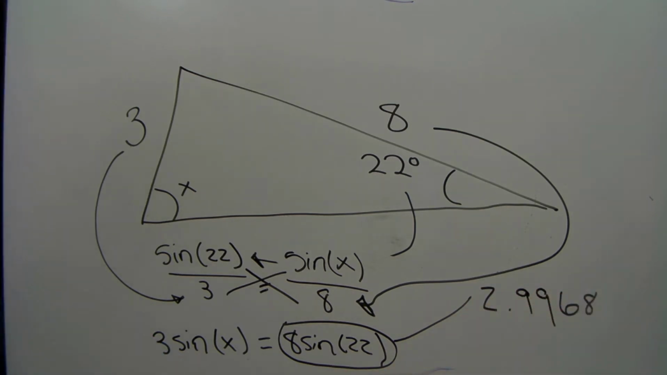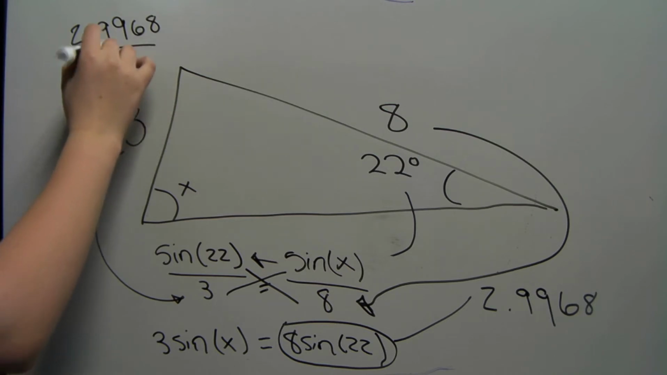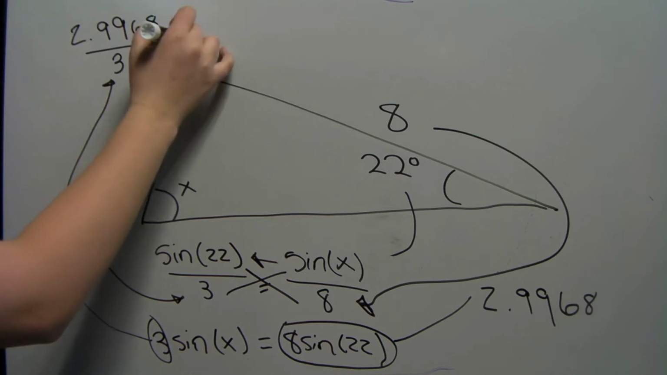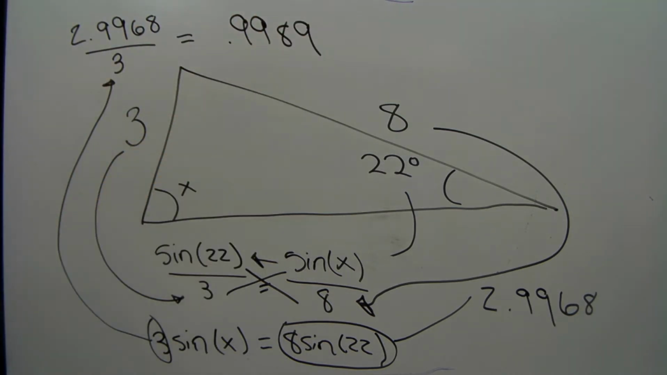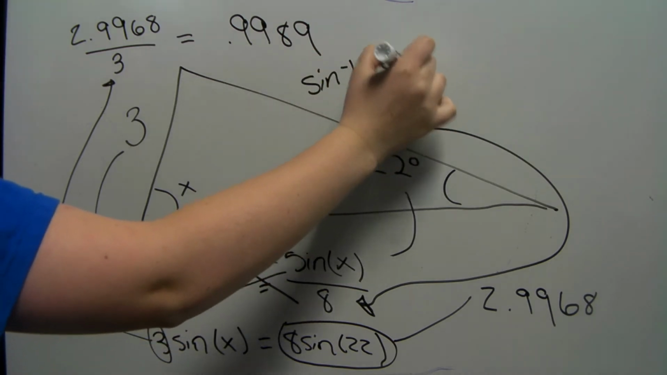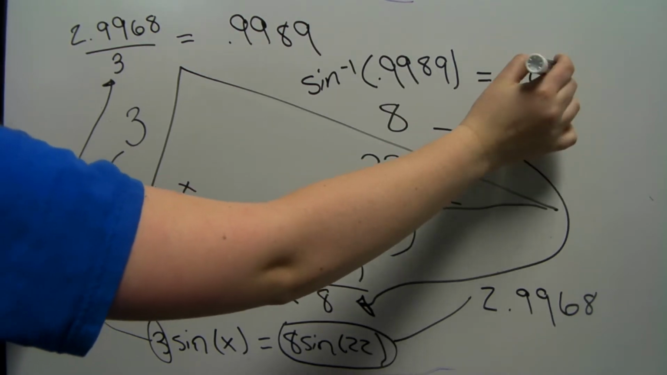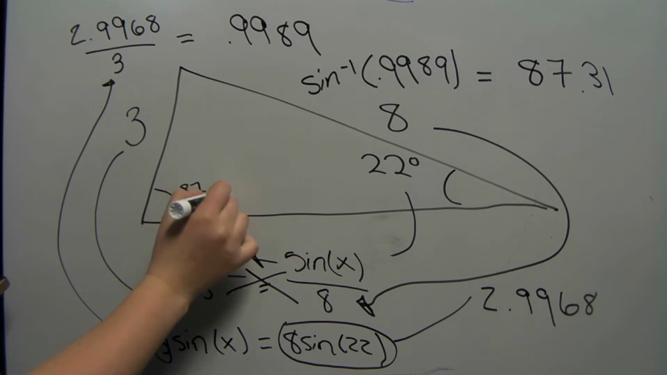8 sine 22 equals 2.9968. So now we have 3 sine x equals 2.9968. So then we divide both sides by 3 to get rid of the 3. So then we'll have sine of x equals 2.9968 over 3, which equals 0.9989. Then we have sine of x equals 0.9989, so we inverse sine both sides. So we have x equals the inverse sine of 0.9989, and x equals 87.31. So that angle is 87.31.